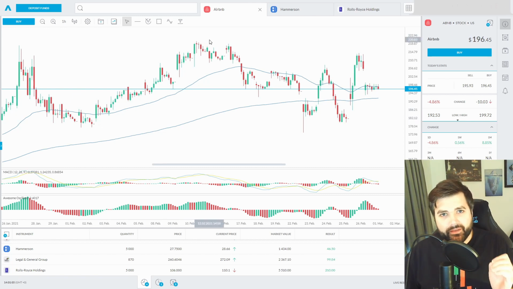Now it's important to say, using the MACD, I don't think you can ever get it absolutely spot on. There's always going to be a certain amount of give and take in between where you bought and where you sold.